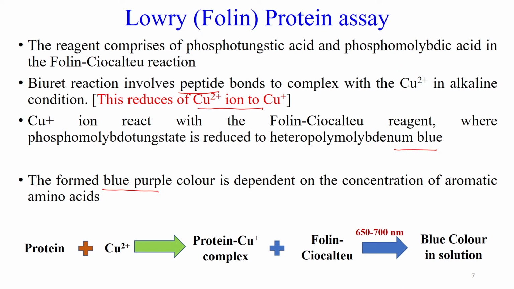So, the intensity of color will depend on the concentration of the copper ion, or you can say indirectly on the concentration of the protein. The NH group of the protein will form a complex with the copper 2 plus ion, then the copper 2 plus will be reduced to copper plus, and the copper ion will react with the Folin reagent and give the blue color. Then we can analyze its absorbance in the range of 650 to 700 nanometer.